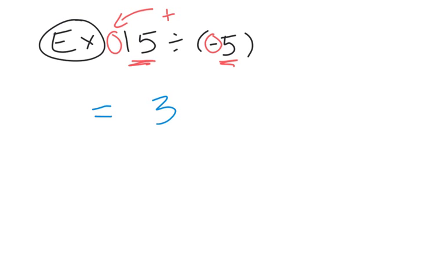If you recall, when you have a positive number multiplied or divided by a negative number, the answer is going to be negative. Therefore, our 3 should be negative, and that is our final answer.